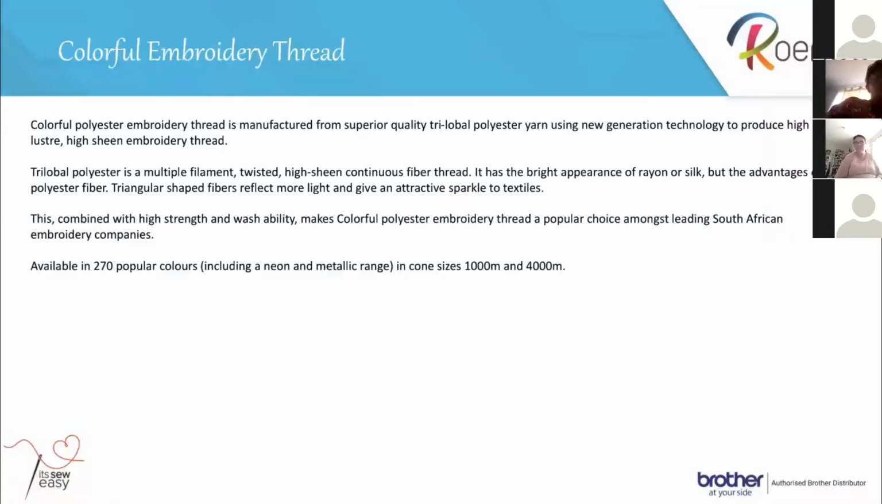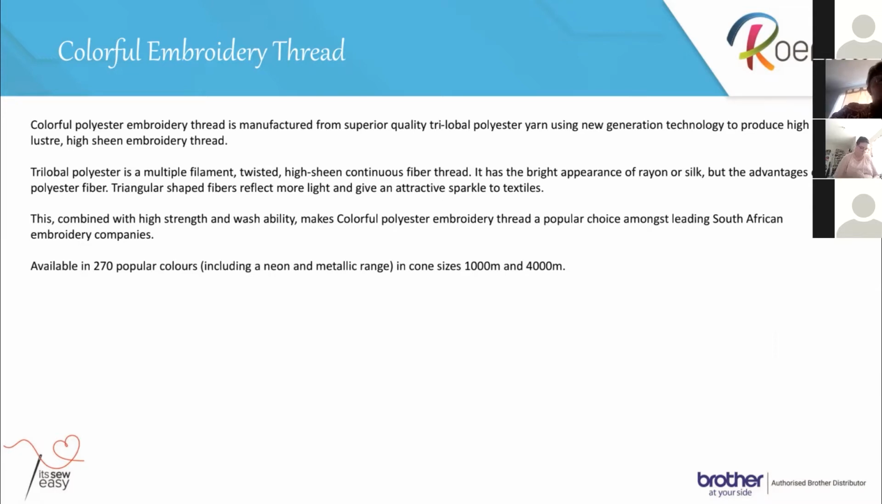Going on to the next one, we have Colourful thread. Colourful thread is made up of a polyester blend, and it is manufactured with a trilobal polyester yarn, which also gives you a very, very high sheen embroidery thread, and it's also very strong and durable. So the trilobal polyester is the multiple filament, twisted, high sheen, continuous thread or fiber thread, and it gives you a very, very bright appearance.